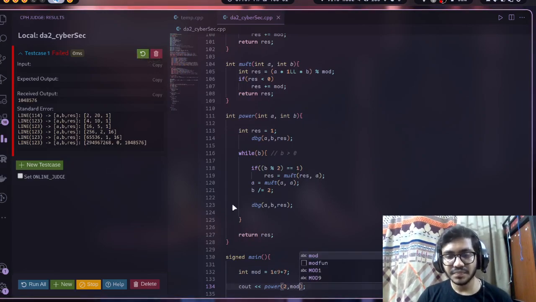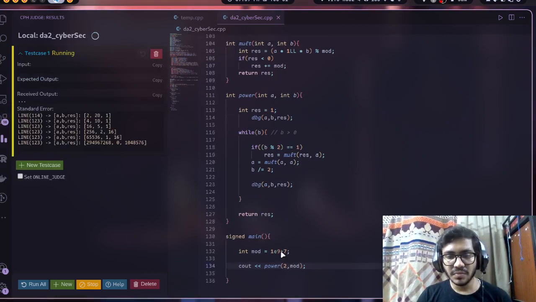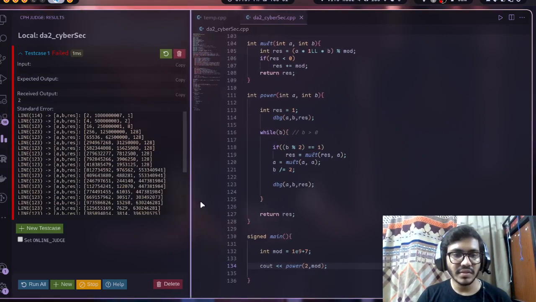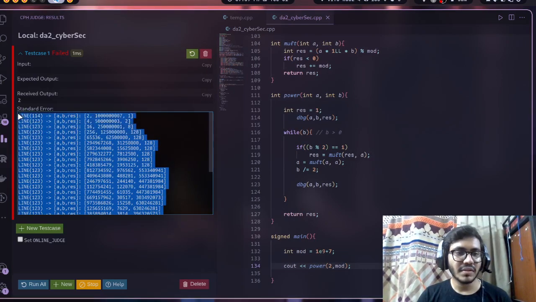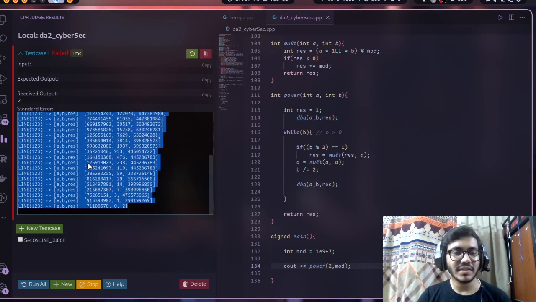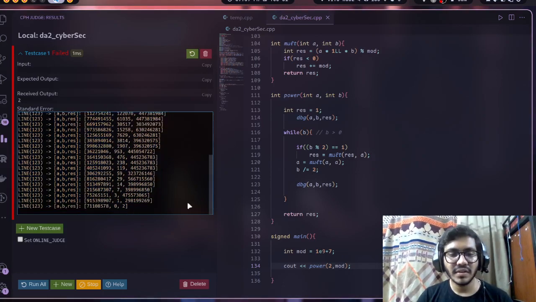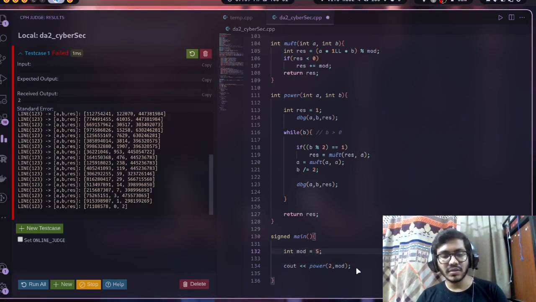I hope it's accepted. Yes. Now you can see the amount of debug happening. It's of course not 10^9 plus 7. It's a lot less. It's something close to 30, 32, right? And we are computing 2 raised to the power 10^9 plus 7. Right. Now similarly, I'll show you how to compute inverse mod.